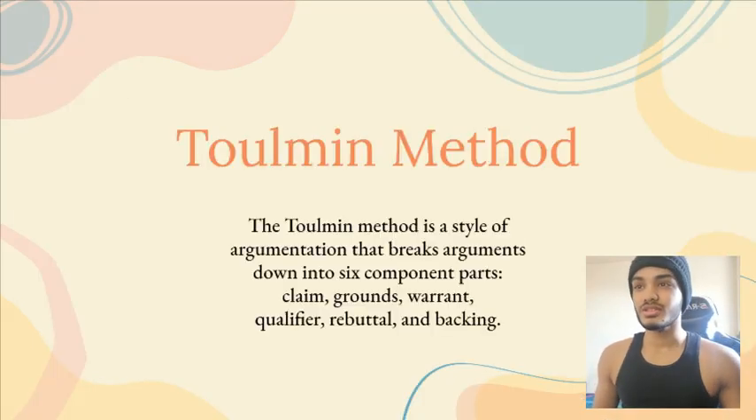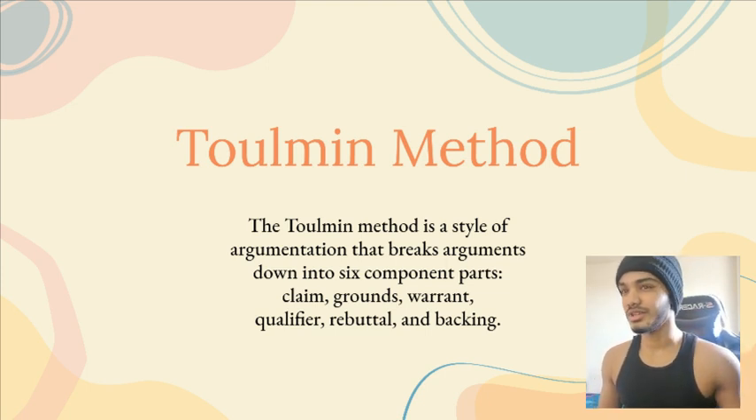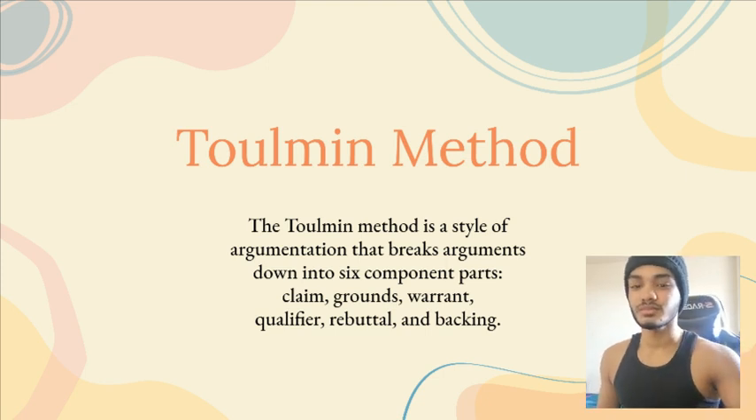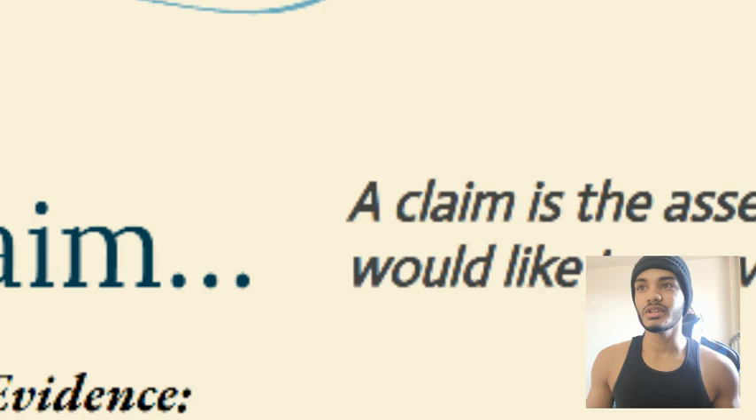The Toulmin method is a style of argumentation that breaks arguments down into 6 component parts: claim, argument, warrant, qualifier, rebuttal, and backing. We'll start off with the claim.